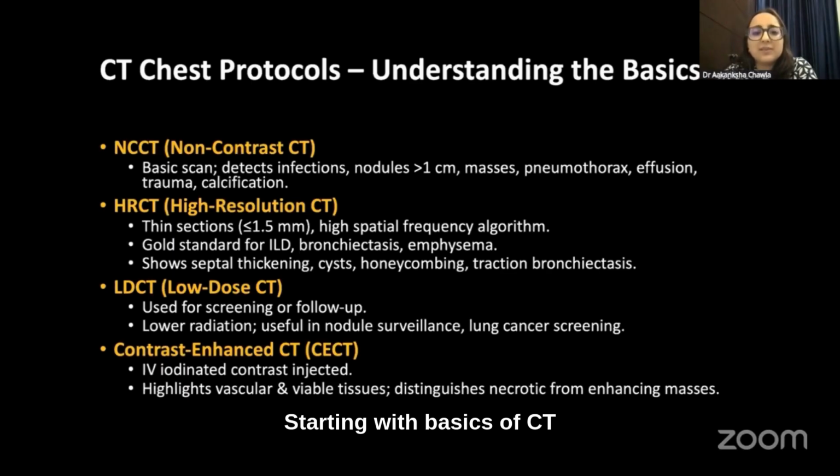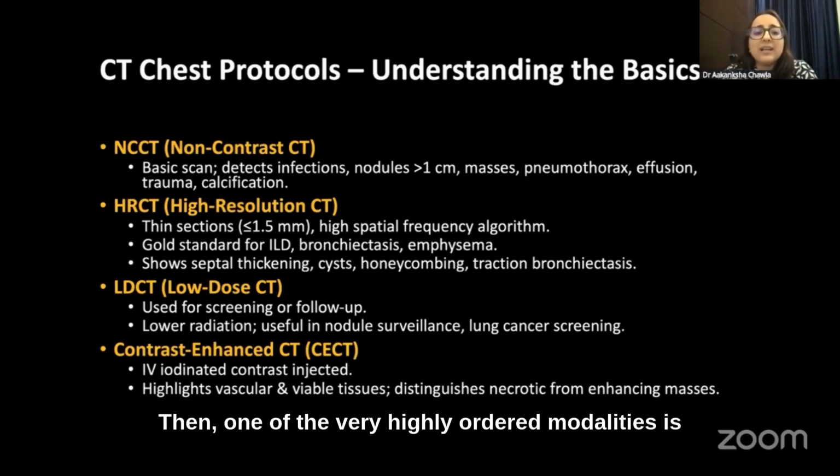Started with basics of CT chest protocols. And we are all aware of the basic scans, the non-contrast CT scan that we usually perform for detecting infections, nodules, masses, pneumothoraces, effusion, trauma, and even calcification.